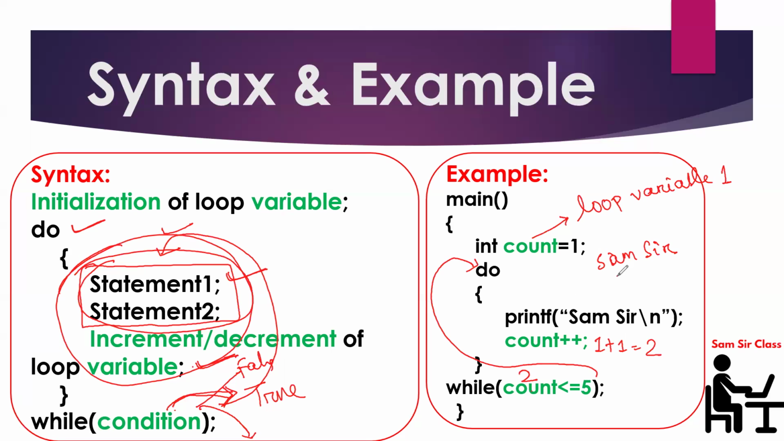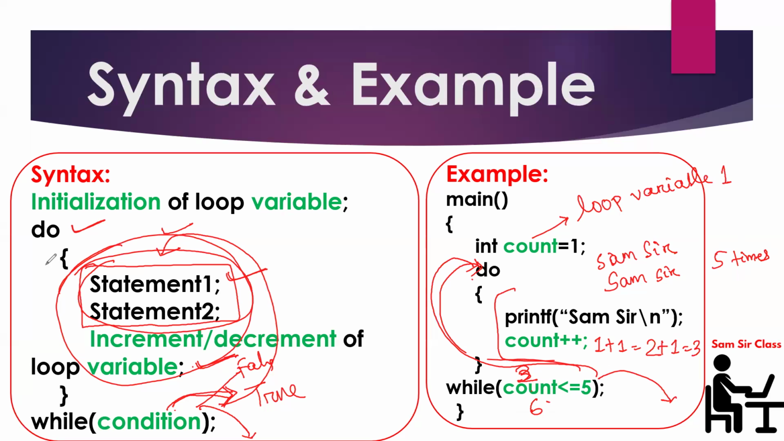It will again enter, it will print, again it will increment by 1, 3. Again it will check the while condition. 3 less than or equal to 5, true. Again it will go to the do block and execute. So the same block of code of do will execute 5 times. And whenever the count becomes 6, 6 less than or equal to 5 is false, which means it will come out of the do while block.